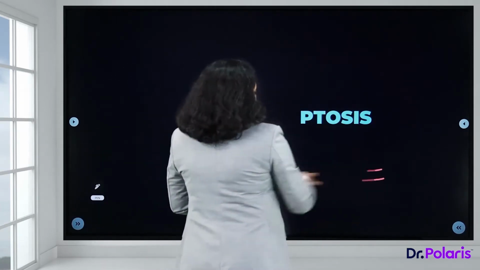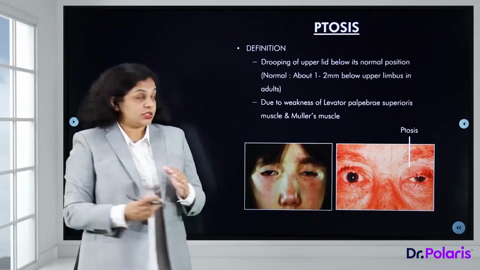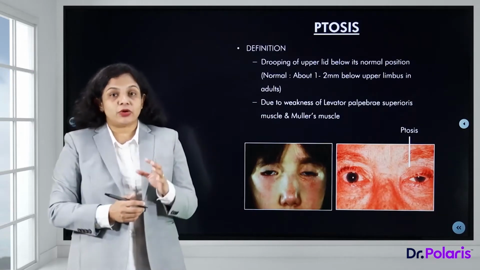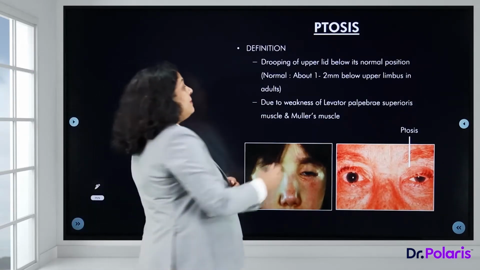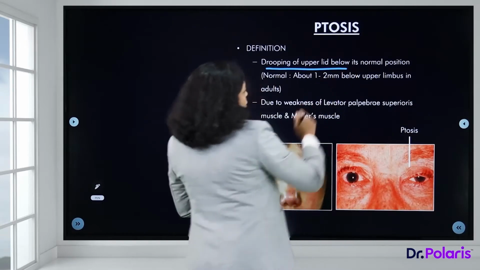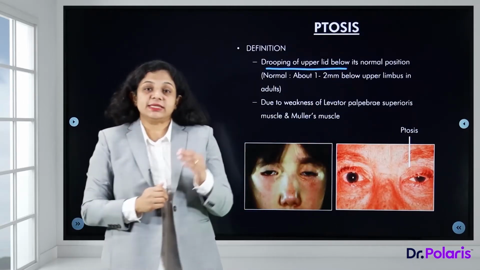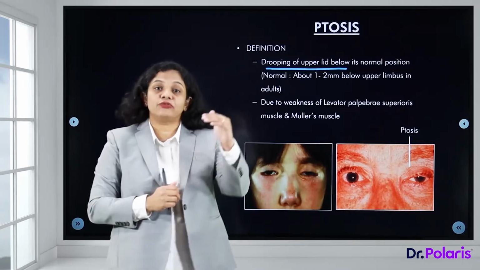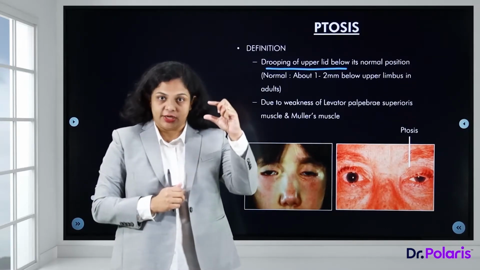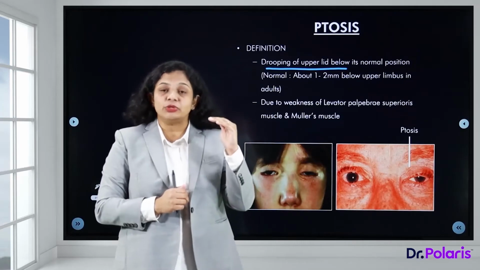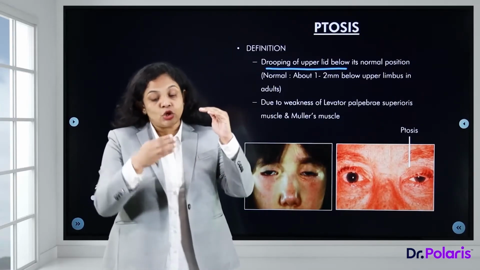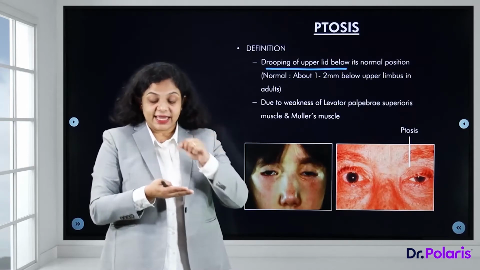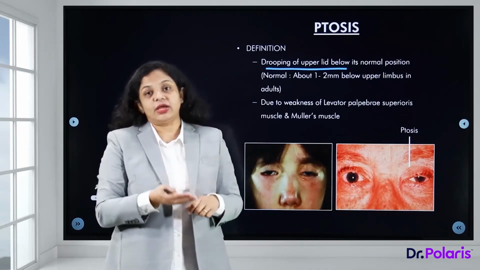For this session, we will be discussing all about ptosis. So what is ptosis? Ptosis is the drooping of the upper eyelid below the normal position. Normally, the upper eyelid usually covers about 2 millimeters of the top portion of the cornea. This is the normal position of your upper eyelid. The normal position of your lower eyelid is at the limbus of the eye.